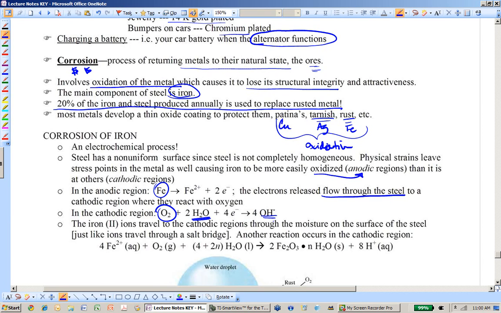So the iron 2 ions travel to the cathodic regions through the moisture on the surface of the steel, think humidity, just like ions travel through a salt bridge. And another reaction occurs in the cathodic region, which is given below.